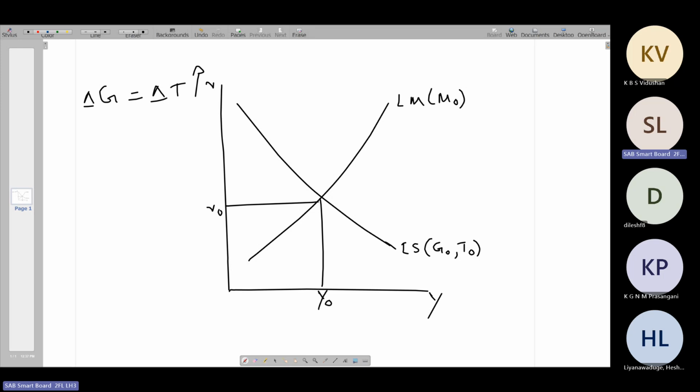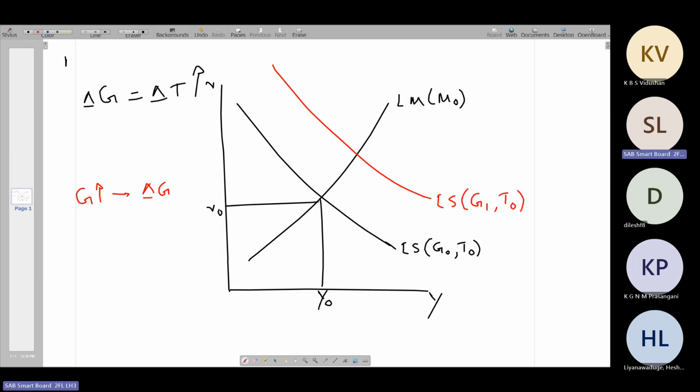Equilibrium initially, interest rate R0, income Y0, right? Now the government first raises expenditure by delta G, right? As a result, the IS curve shifts to the right, to IS G1.